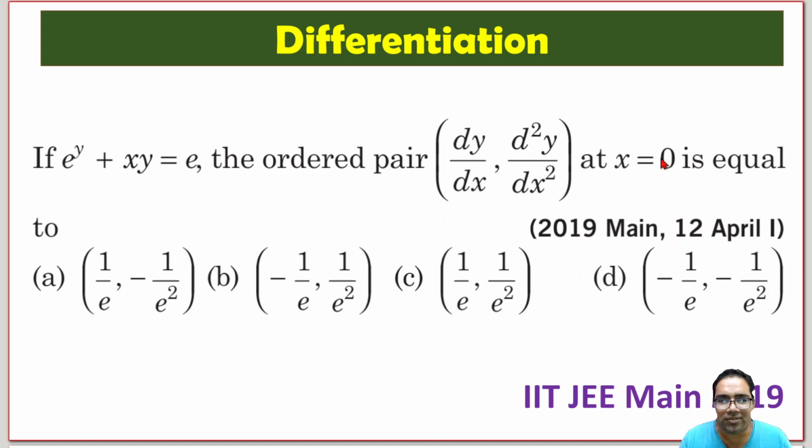We have to find this at x = 0. So first, at x = 0, we'll calculate y in terms of e. dy/dx we'll write as a function of x, y, and e. At the same time, d²y/dx² also we'll write as a function of x, y, and e. And when x = 0, we'll calculate what is y in terms of e. Let us try to do this.